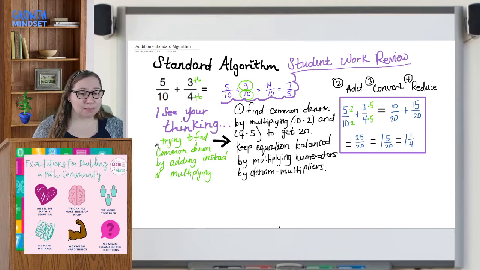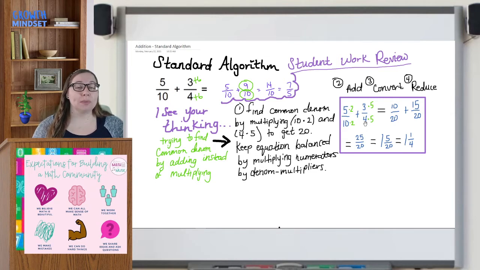So here, like I mentioned, this student was trying to find the common denominator by adding instead of multiplying. It's multiplying that we need to do in order to get the common denominators. Okay, so we're going to find the common denominators by multiplying 10 times 2 and then 4 times 5 to get 20 for both of the denominators. Now you might be asking, why are we using 20 for the common denominator? We didn't talk about this. Well, if you think about it, it makes perfect sense.